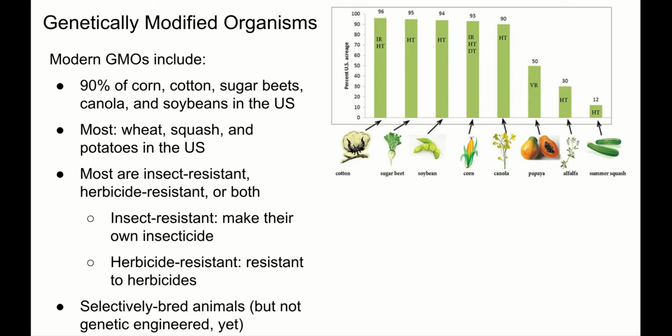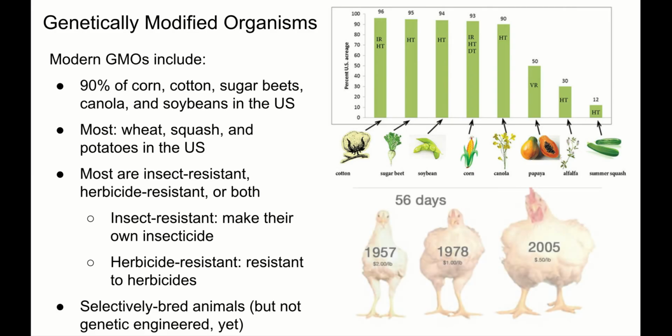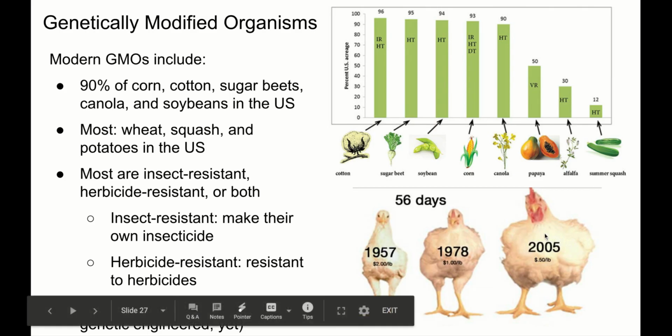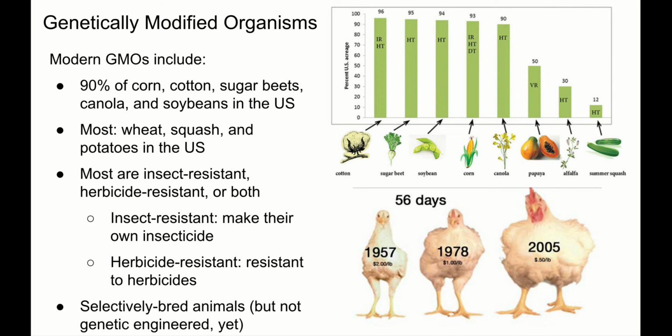We also, when we talk about modern genetically modified organisms, I like to include the selectively bred animals that are a huge part of our industrialized meat industry. They're not genetically engineered, they're still selectively bred, but through selective breeding, we've been able to generate chickens that are just insane, that grow about three times as much in 56 days as the chickens from 1957 grew. Some things that this has done is it's really lowered the price of chicken. We can grow a lot more chicken in the same amount of time, and so we can sell it for cheaper prices. So I consider this part of the modern GMO landscape.